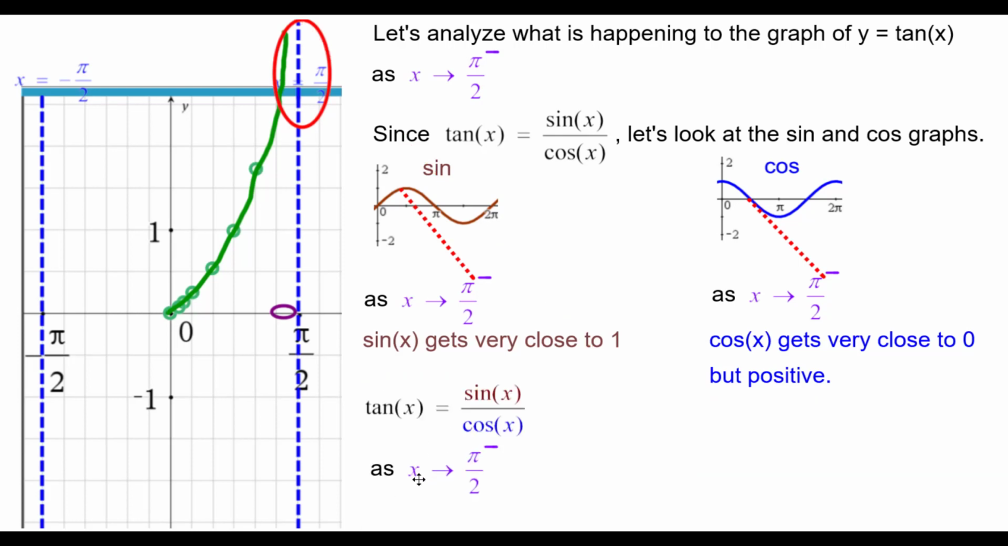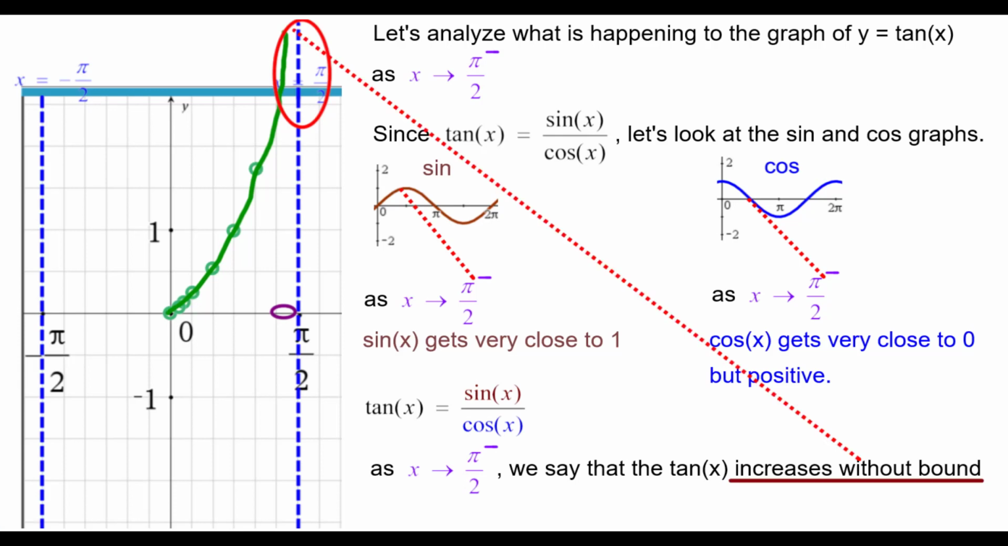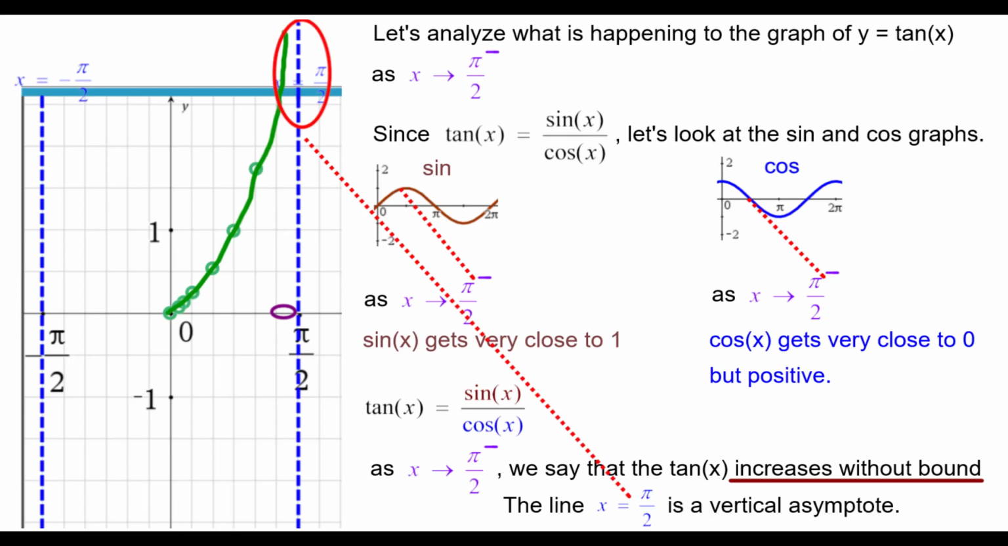So for the tangent, as x approaches pi over 2 from the negative or left side, we say that the tangent increases without bound. When this happens, the function is increasing without bound, meaning it's getting larger and larger, faster and faster, the closer it gets to this pi over 2, but from the left-hand side or the negative side. The line x equals pi over 2 is called a vertical asymptote, kind of like a boundary line.